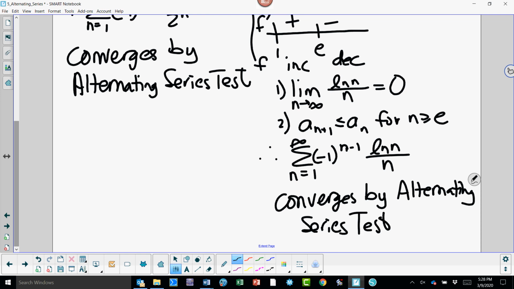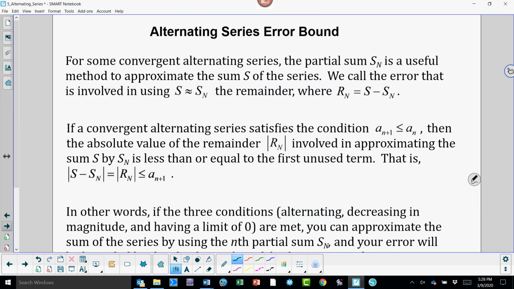And please practice writing out all the justifications so that it's so much easier to figure out. Okay, so this is a really, really important bit of information, okay?